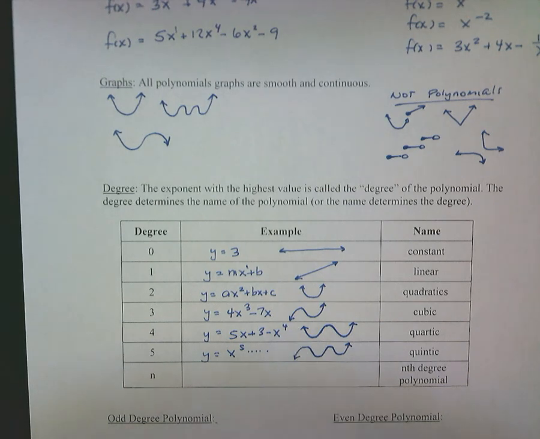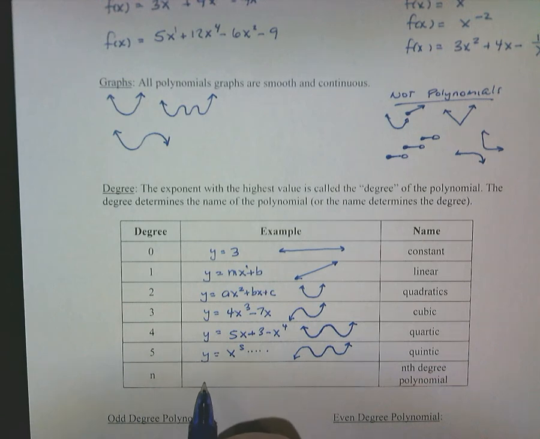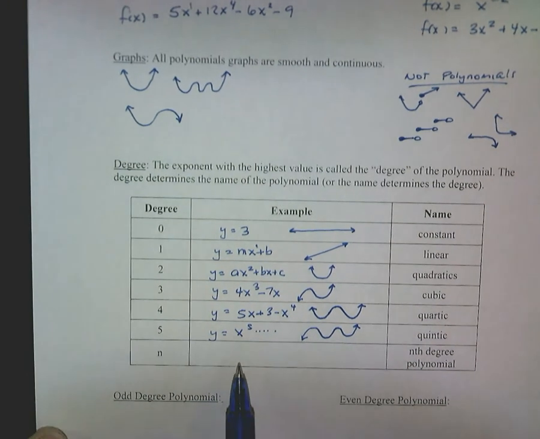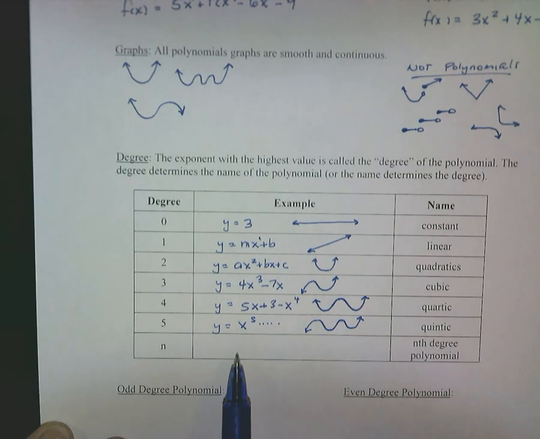So a cubic kind of looks like a camel. A quartic looks like a W. If it's flipped over, it looks like an M. And a quintic looks like a 2-hump camel. So anything with a degree is just called an nth degree polynomial, and there's a pattern with it, and we'll talk about that next, but the number of turns it can have is always 1 less than the number of degrees.